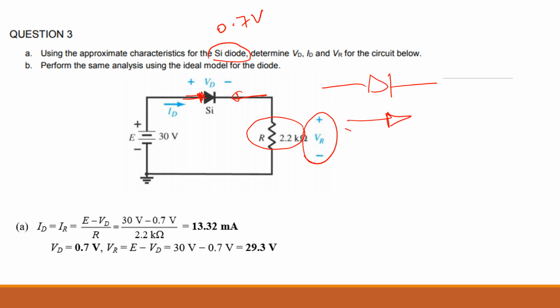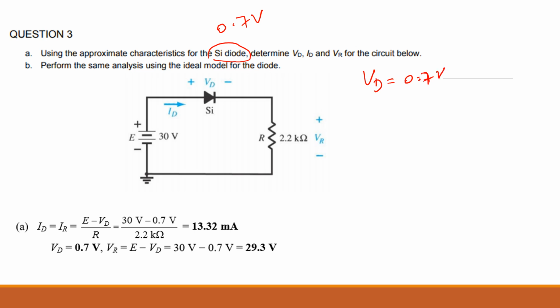So I'll give you a few minutes, okay? So what is your VD? 0.7. Okay, so that's right. It's a known thing. So VD is 0.7 volts. I told you a few minutes ago.